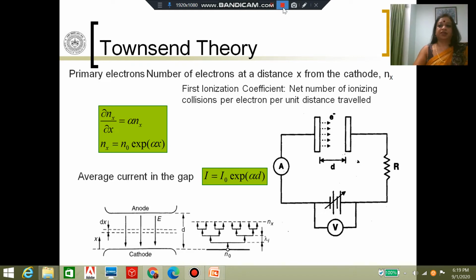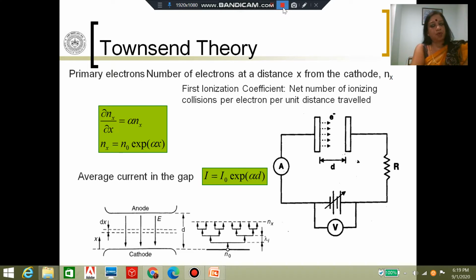So now that we have learnt about the various processes by which ionization happens and then the various stages by which dielectric goes to breakdown when a uniform electric field is applied across it, let us look at the various physical processes by which breakdown occurs in gases.